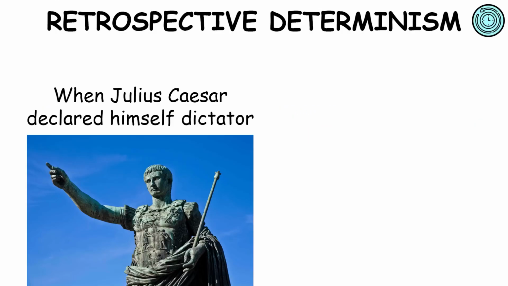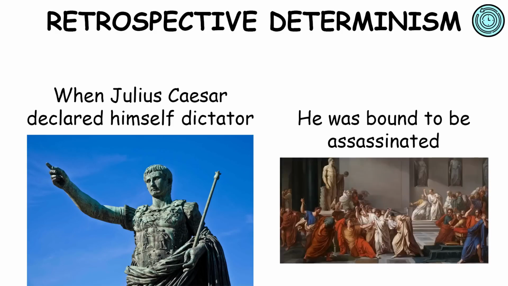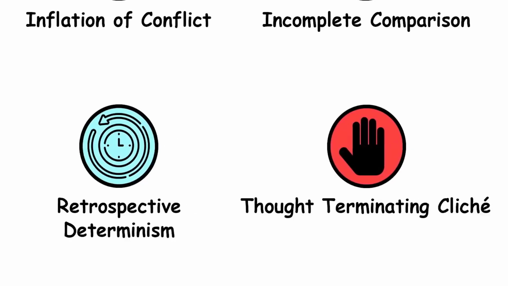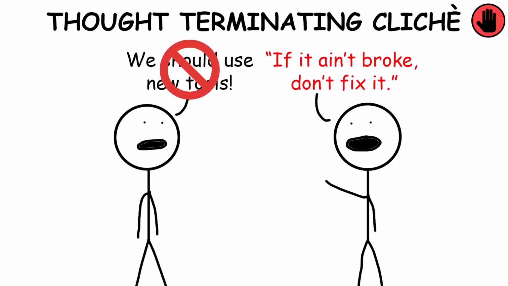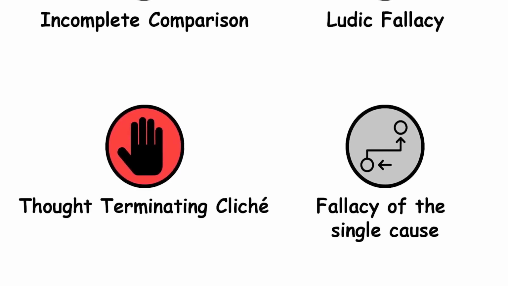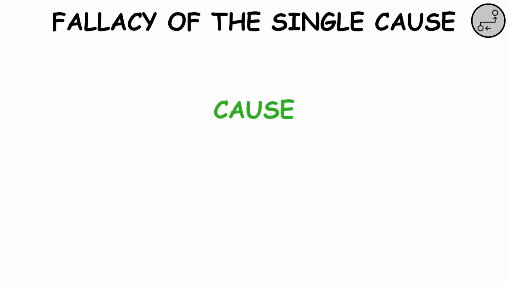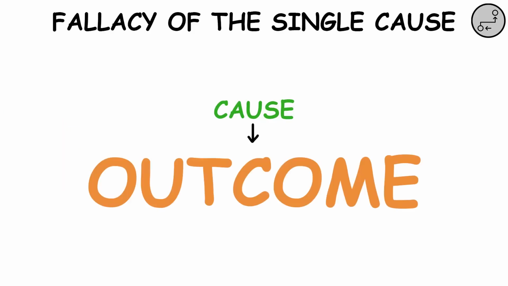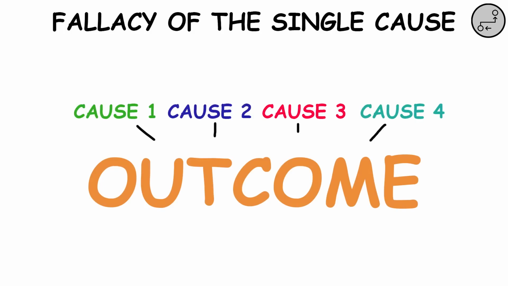Retrospective determinism. It's the thought that because something happened under some circumstances, it was therefore bound to happen due to those circumstances. Thought-terminating cliché. It's a form of loaded language, often passing as folk wisdom, with the function of stopping an argument from proceeding further, ending the debate with a cliché rather than a point. Fallacy of the single cause. It occurs when it is assumed that there is a single, simple cause of an outcome, when, in reality, it may have been caused by a number of small causes.